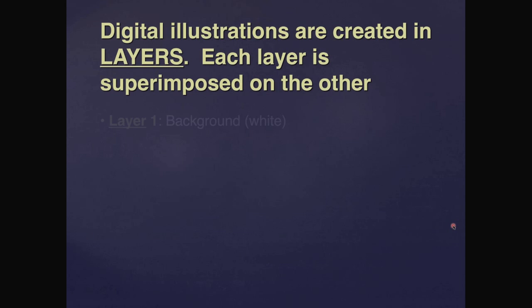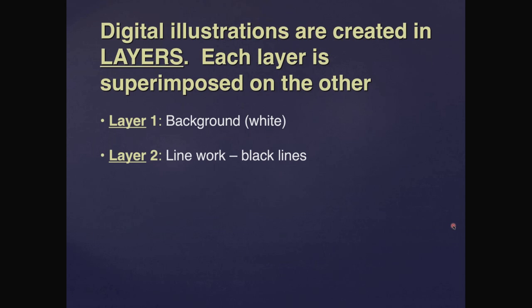So your first layer, for example, might be the background. A lot of times that's just all white, or the default is white, which is why I put that there. It's a default. Layer two might be your line work. So for me, remember that tracheobronchial tree I showed you? I'm doing black lines, so I'm creating all the line work for that. That would be my second layer.